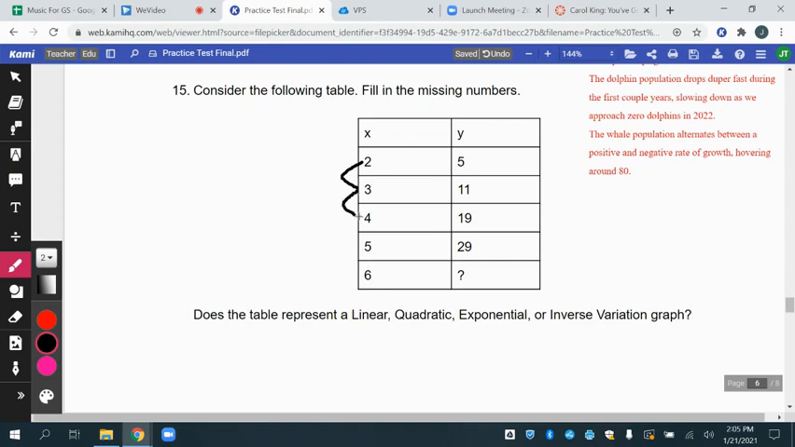Notice the left side grows by 1. 1, 1, 1, 1. Easy. The right side grows by 6. 6? Nope. 8. 10.